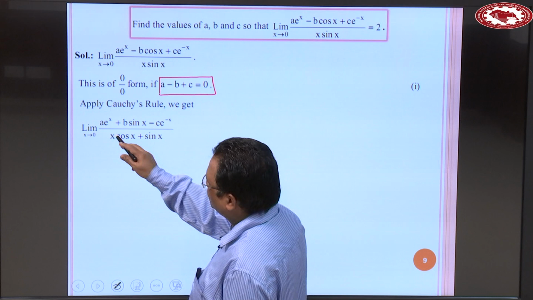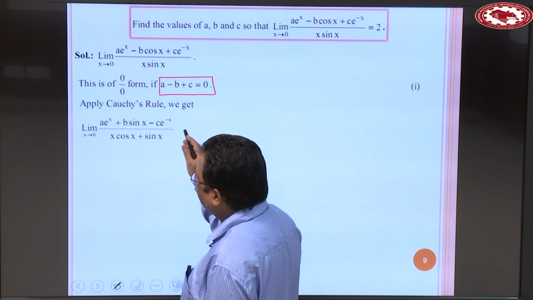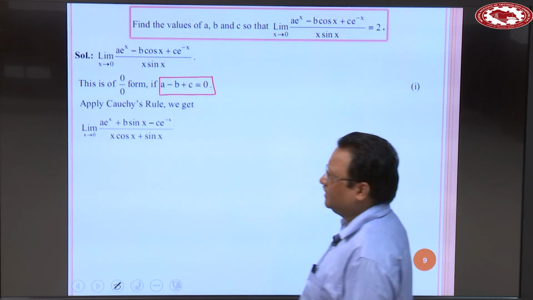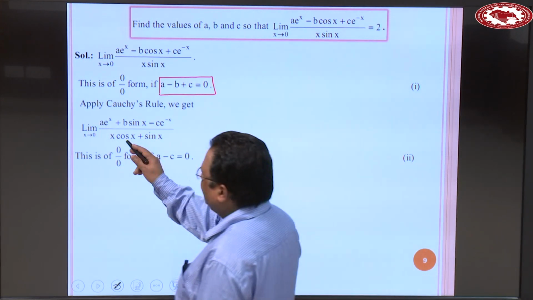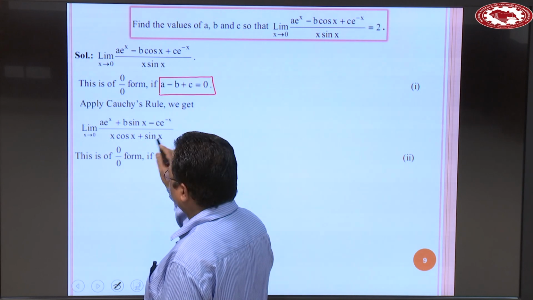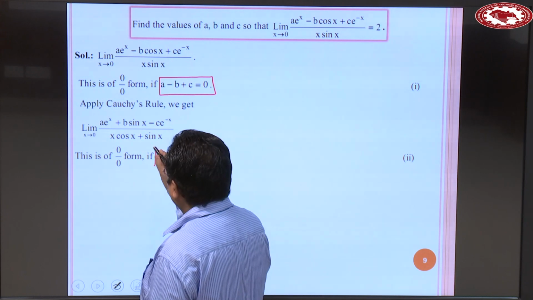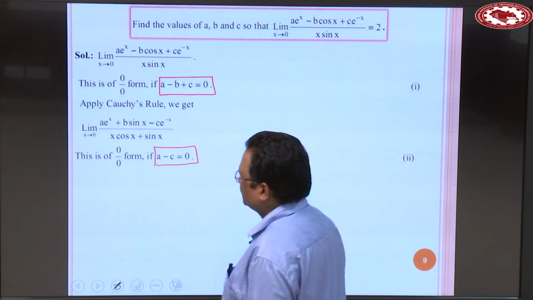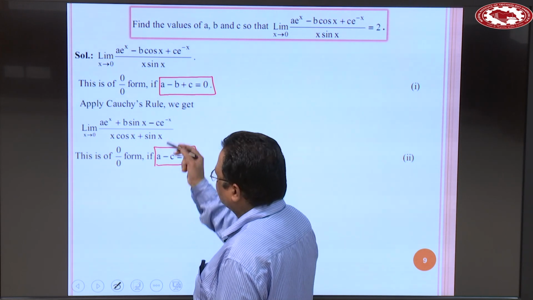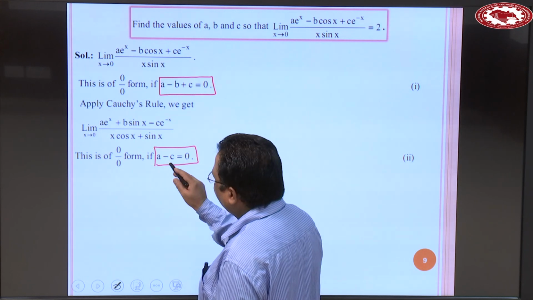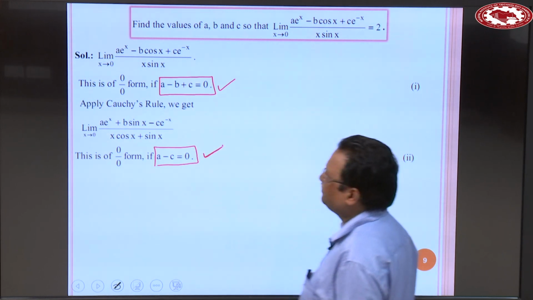When we apply Cauchy's rule, we get the limit as x tends to 0 of a e raised to power x plus b sin x minus c e raised to power minus x divided by x cos x plus sin x. Now again the denominator is 0, as x is 0. So it becomes 0 over 0 form provided a minus c is equal to 0. So this one is the first equation, this one is the second equation.